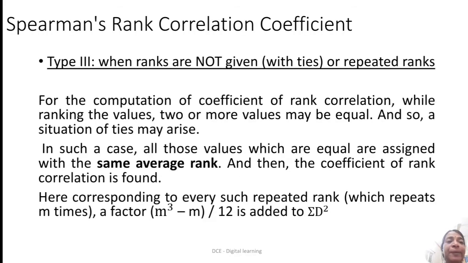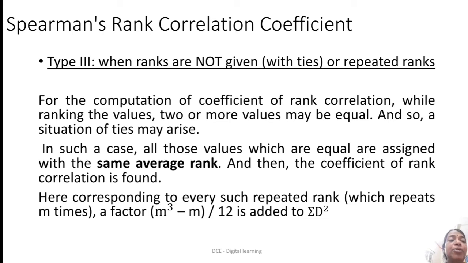Let us see that. When ranks are not given, for the computation of the coefficient of rank correlation, while ranking the values, 2 or more values may be equal, and so a situation of tie may arise. In such a case, all those values which are equal are assigned the same average rank. Okay, so we have to assign the same average rank to the repeated values, and then the coefficient of rank correlation is found. But you have to make a small change to the formula.